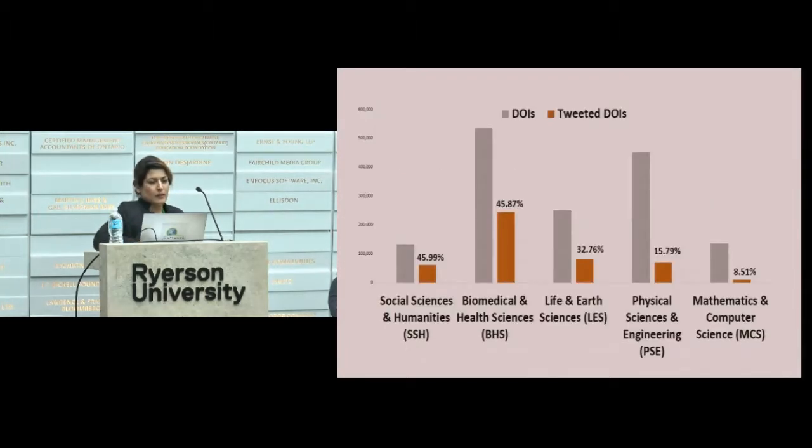We took a sample of 50 articles from each of the 5 main fields, and we had around 8,000 tweets for these papers. I want to show you, maybe it's the answer to the lady's question, the percentage of tweets across different disciplines. We found that almost 46% of articles in social sciences, more than 45% in health sciences, and more than 32% in life sciences are tweeted, and the list goes down to physical sciences and mathematics and computer sciences.